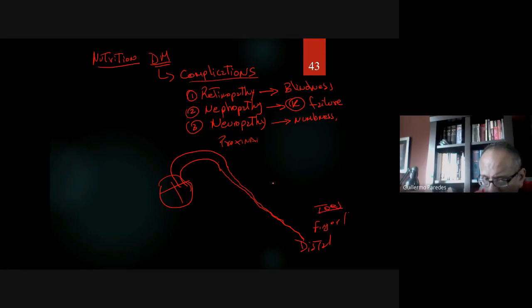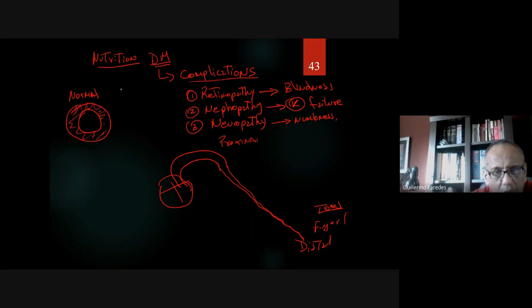Okay, so that is one thing. The important thing is why the retinopathy and nephropathy and neuropathy are happening. Let's talk about a normal vessel. A normal vessel is going to be like this. We have the lumen, the tunica media, the tunica adventitia, correct?